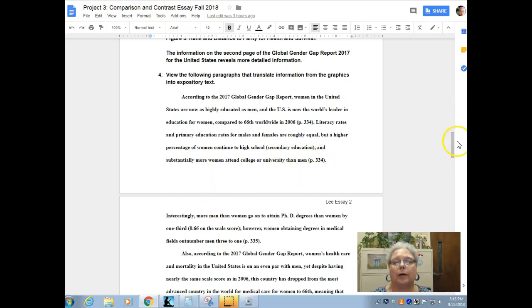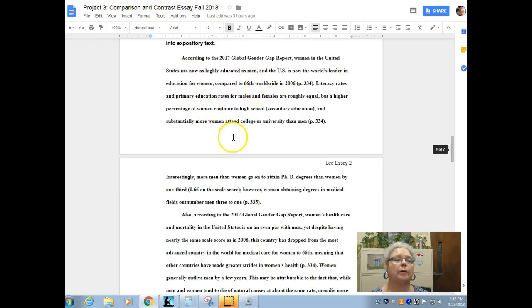Okay, so not every detail is in this paragraph, but concerning education, what I saw as the interesting points to point out are in this paragraph.